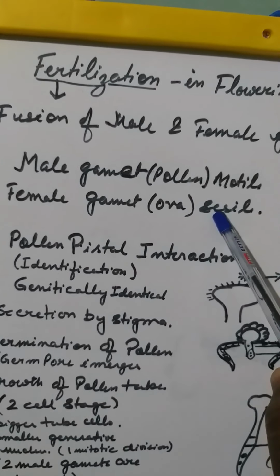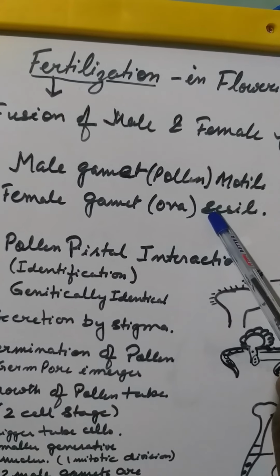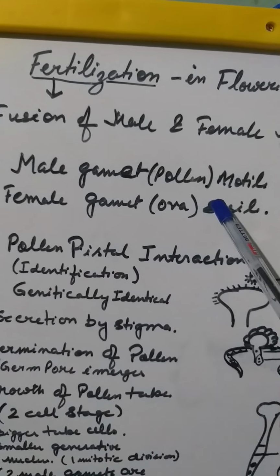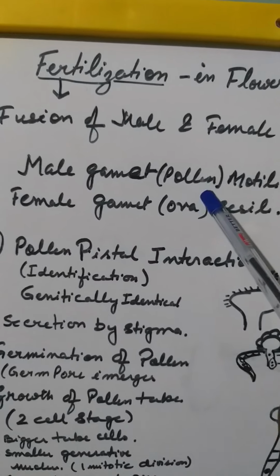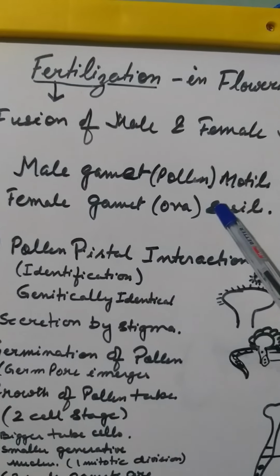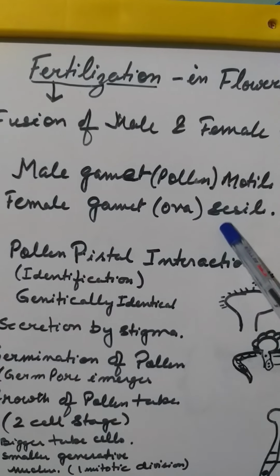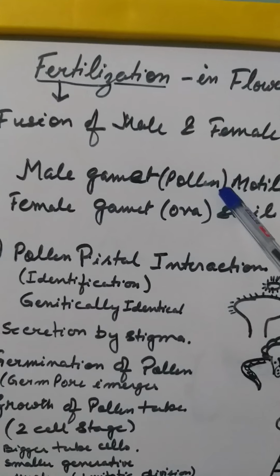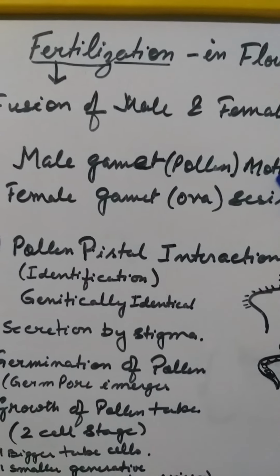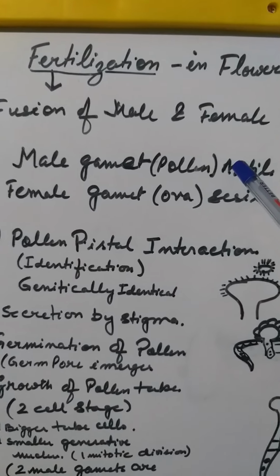Now if we recollect the study material we had discussed earlier, the basic diagram of a female is known as a pistil. That pistil begins with the stigma, style and the ovary, and that stigma, style and the ovary remain sessile, and what is motile is the male gamete from the anther, which is known as the pollen grain, with its germ pore.